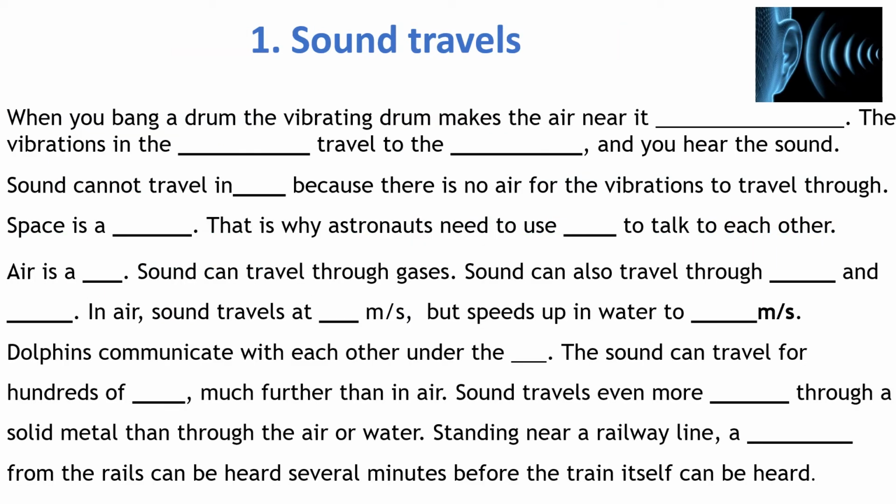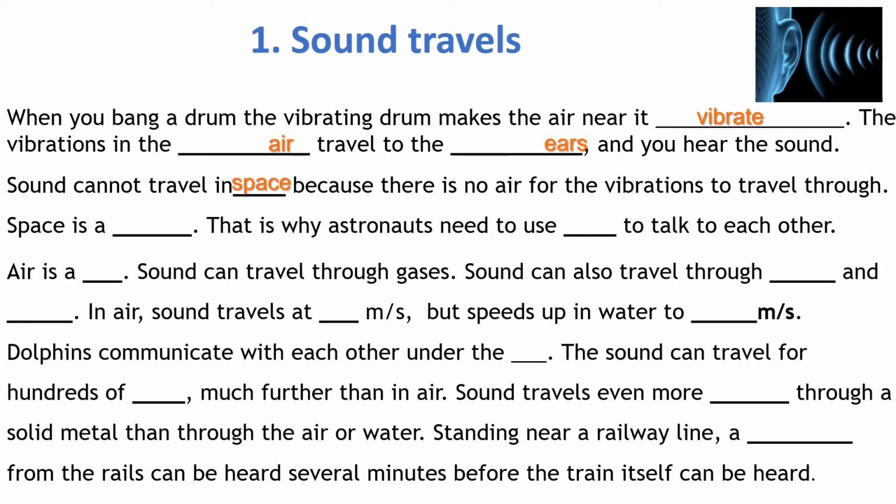Okay, activity 1 is to find out all about how sound travels. Pause the video and see if you can fill the gaps for yourself, then unpause and find out the answers. When you bang a drum, the vibrating drum makes the air near it vibrate. The vibrations in the air travel to the ears and you hear the sound.